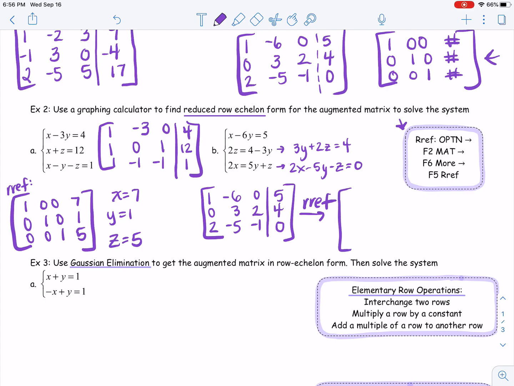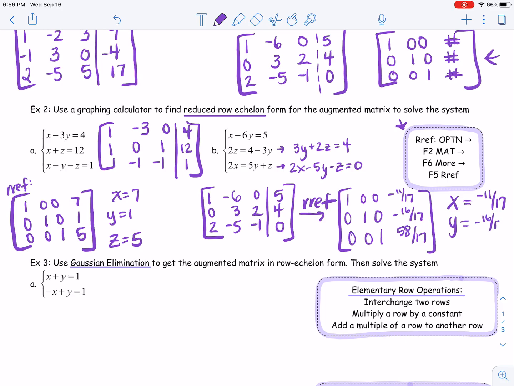and my calculator is going to spit out 1, 0, 0, -11/17, 0, 1, 0, -16/17, and 0, 0, 1, 58/17. I'm hoping that at this moment you're thinking to yourself, thank God I can put that into the calculator, because this means that x equals -11/17, y equals -16/17, and z equals 58/17.